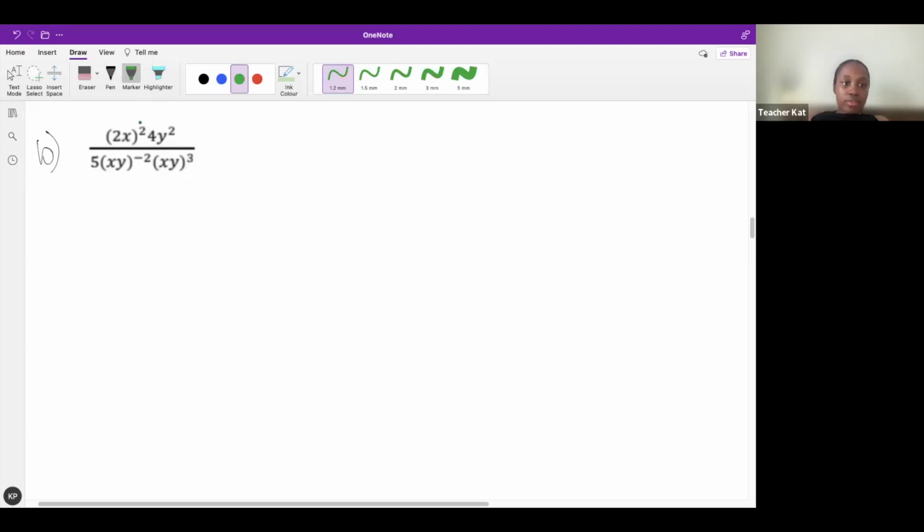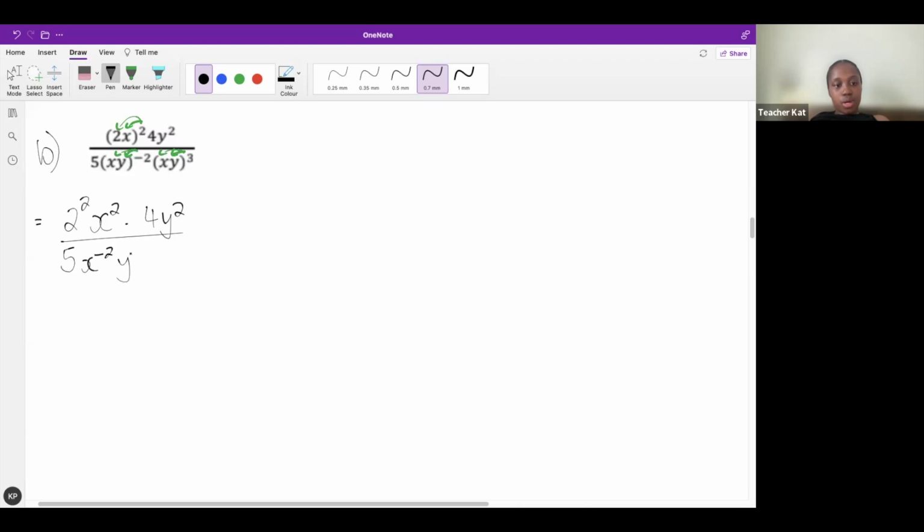Distribute. So we have a squared here to distribute. We have a -2 there to distribute. And we have a cube here to distribute. Now let's get going. So then I'm going to have 2 squared times x squared times 4y squared all over 5 x to the power of -2, y to the power of -2 times x cubed, y cubed.